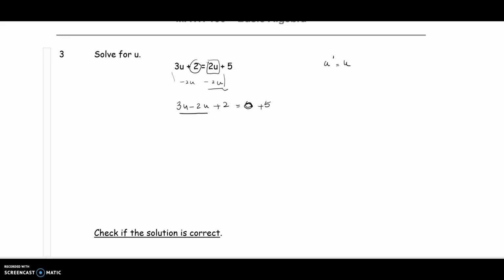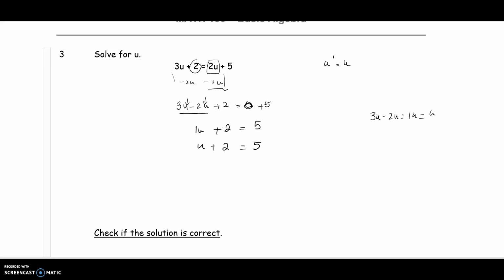So 3u minus 2u, as long as they are like terms, is 3 minus 2, which is 1u. So 3u minus 2u equals 1u, which is the same as u. Plus 2, so the 2 remains, equals 5. So u plus 2 equals 5.